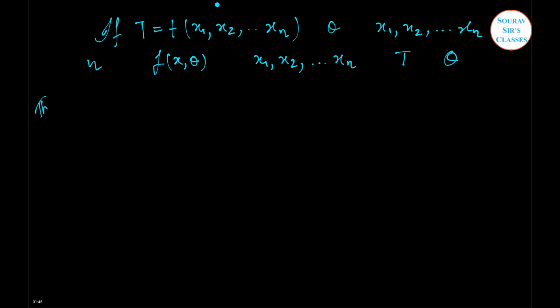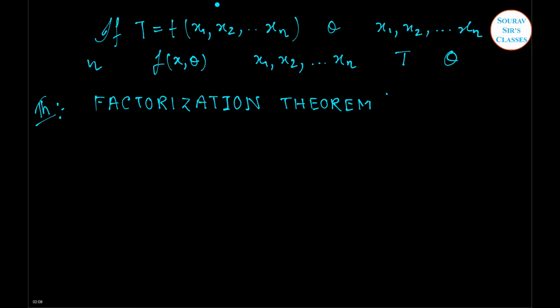Now, here is a theorem. The name of this theorem is factorization theorem. The necessary and sufficient condition for a distribution to admit a sufficient statistic is provided by the factorization theorem due to Neyman. I repeat, the necessary and sufficient condition for a distribution to admit a sufficient statistic is provided by the factorization theorem due to Neyman.